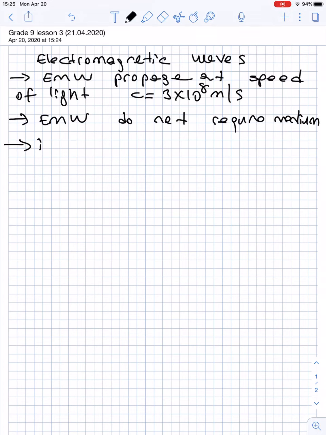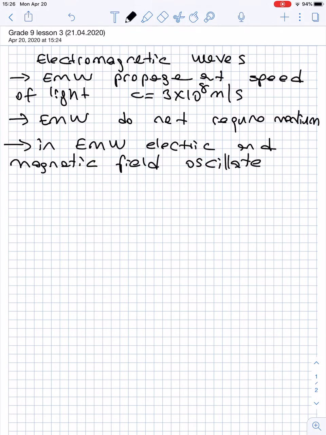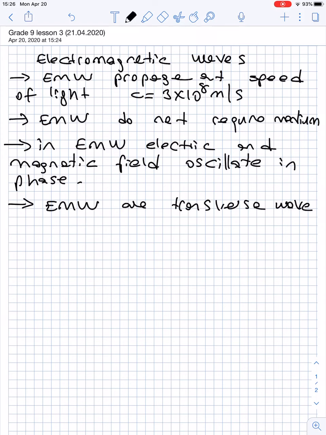Third, in electromagnetic waves, electric and magnetic field oscillate in phase. Then, always electromagnetic waves are transverse waves.